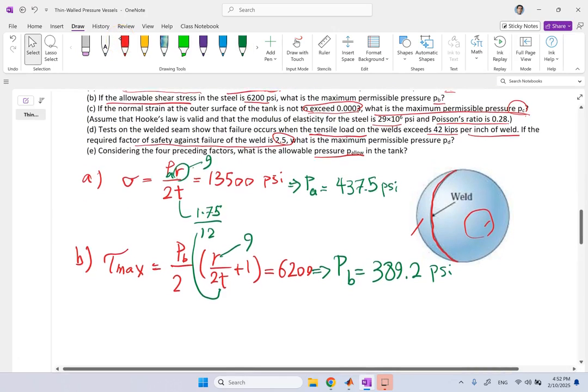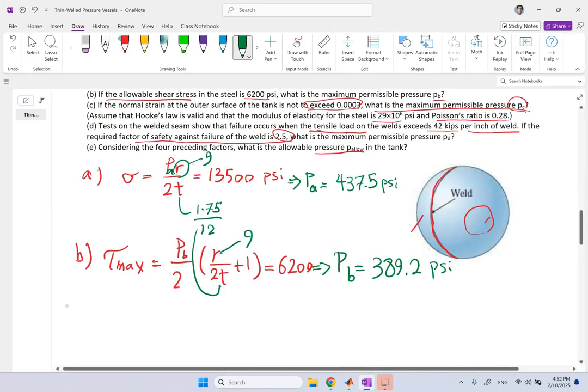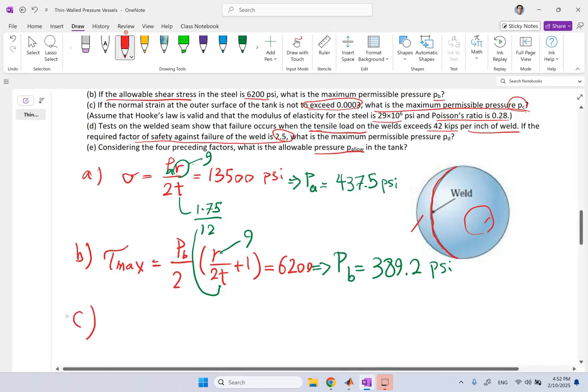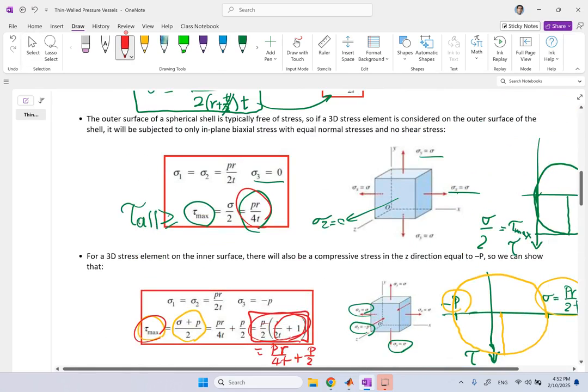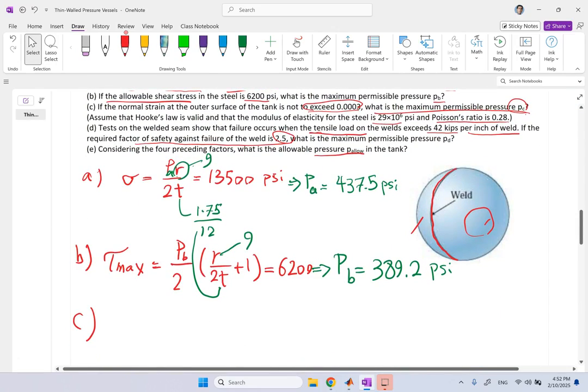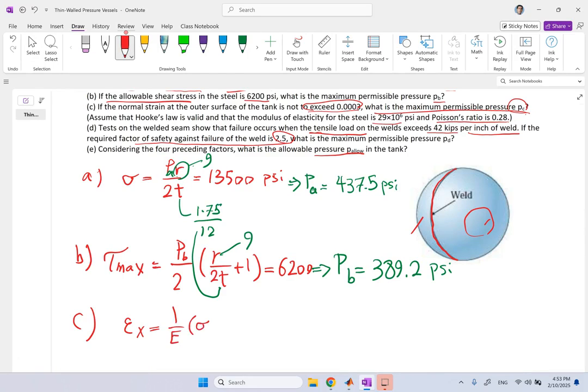Now for part C, the normal strain on the outer surface. So on the outer surface, if you remember, what scenario do we have? This is the scenario, plane stress. And what we want is the normal strain, correct, to not exceed that value. Now, how much is that? So epsilon x is equal to 1 over E of sigma x minus nu sigma y minus nu sigma z in general. And in this case, there is no z.